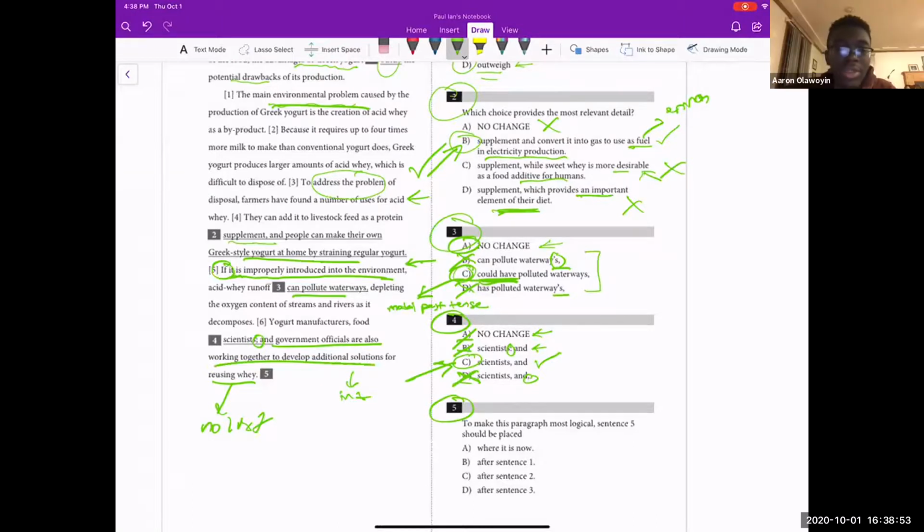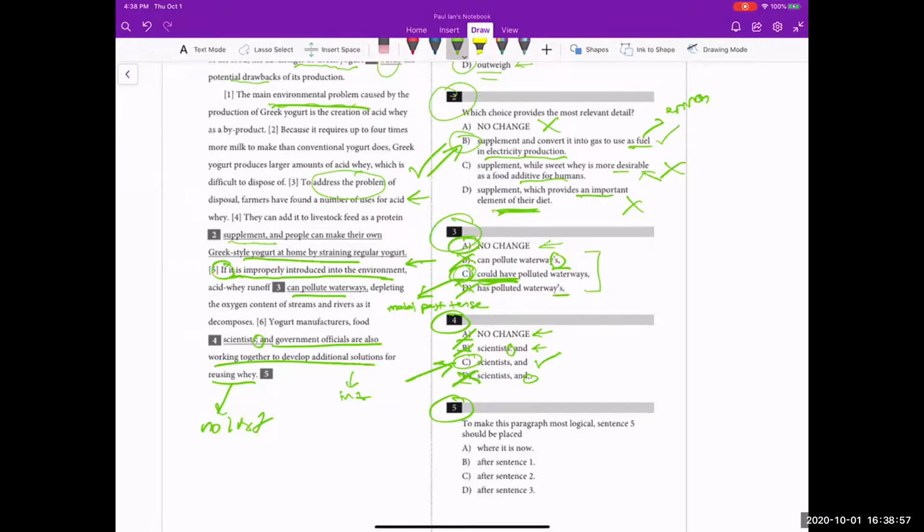Is it after sentence 1? After sentence 1, it could work. Yes, yeah, let's attack that one. So for this one, it's a C. After sentence 2, let's look at this one because this is the common one. So after sentence 1, if you put it over here, if you put this one, I meant over here.